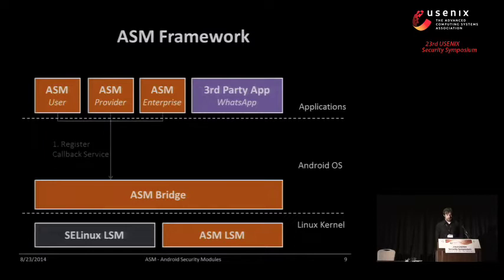When ASMs are deployed on the platform, they first register a callback service with the Android security modules bridge. This callback service is required to provide communication between the ASMs and the ASM bridge. Once the ASMs are registered on the platform, the ASM bridge queries them for the active hooks.